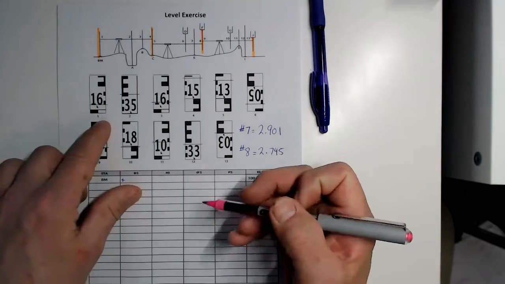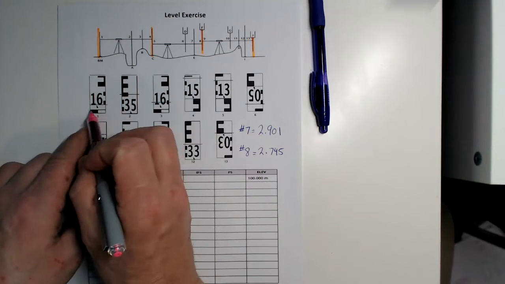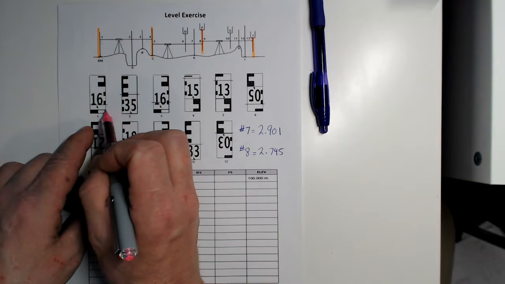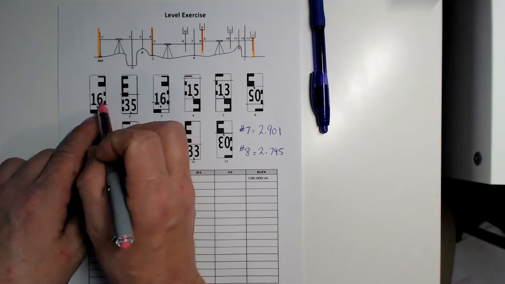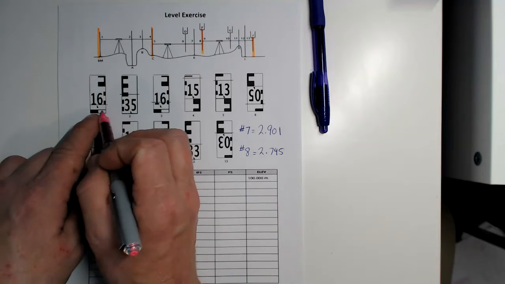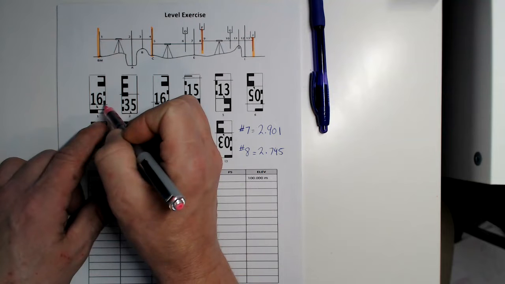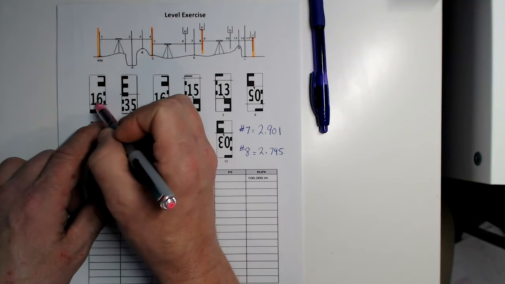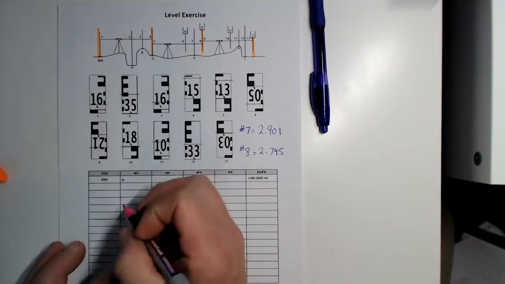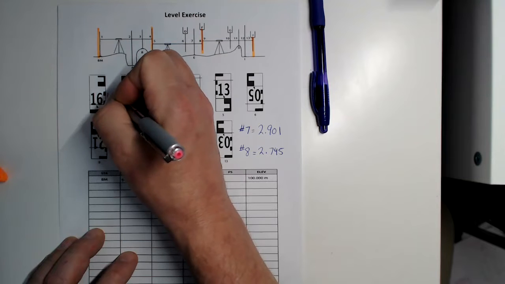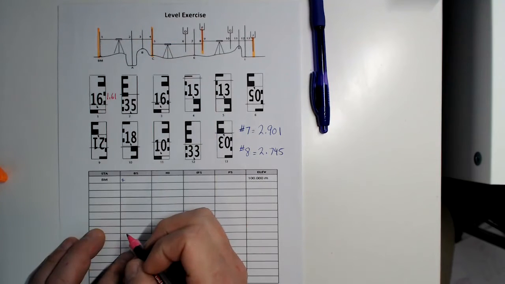Okay, so for number one, we know that, of course, our bottom line, the full line across our surveyor stick is the 1.6. So we know that we're in the 1.6 portion of our stick, and it looks like we're exactly 1 centimeter above that line. So we'll be 1.61. There's our reading for number 1.